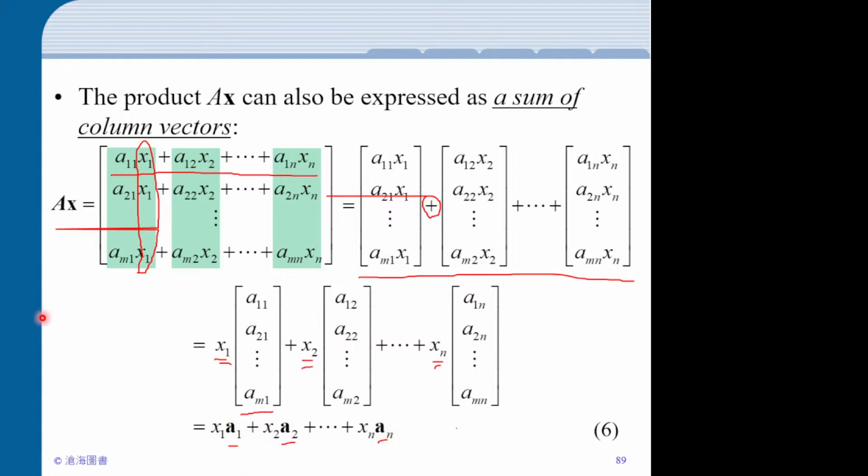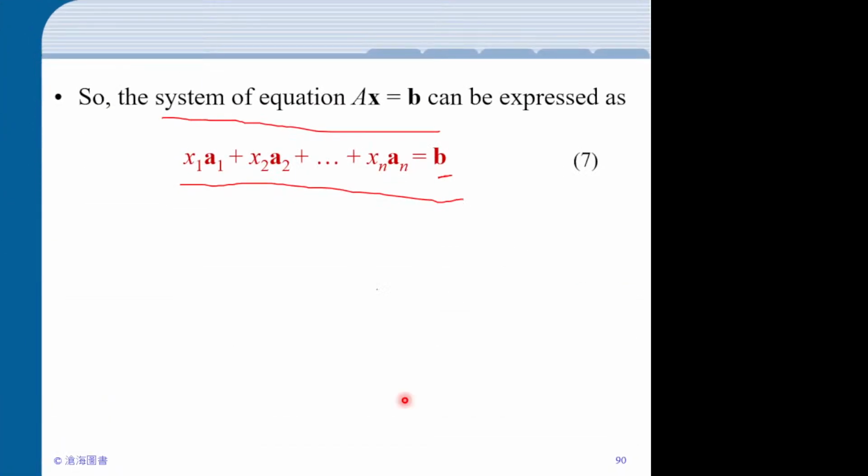So this Ax, we can also get an interpretation by partitioning A into columns. And then we see that it's a weighted sum of its columns, and those weights are those xi, x1 to xn. And so Ax equal to b, you can also interpret it in a column way. So you can think of Ax as a linear combination of columns of A, equal to b.